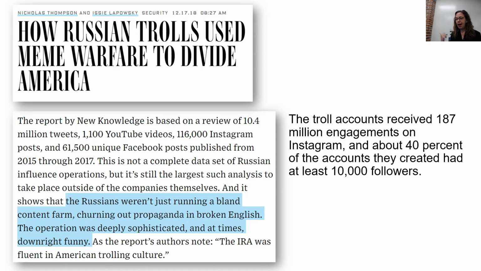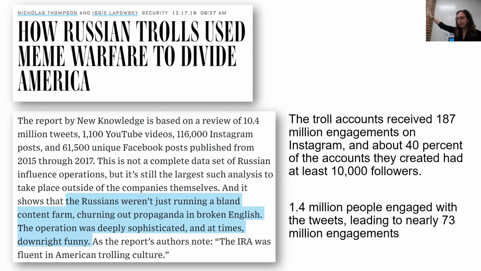They found that the troll accounts received 187 million engagements on Instagram, and about 40% of the accounts they created had at least 10,000 followers. And 1.4 million people engaged with their tweets, leading to nearly 73 million engagements. So this is something that's already having an impact, even when it's just humans doing this. And so just think about the potential for technology to scale this up even further, both in the volume and also the impact.